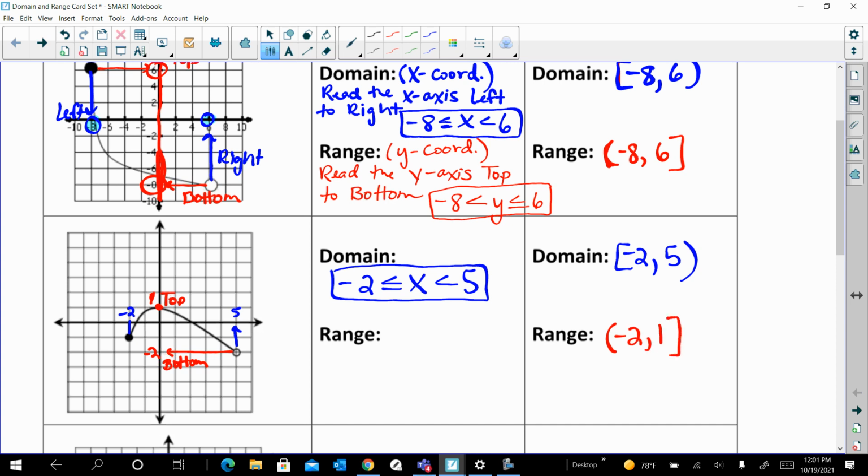And this is a bracket because this is a solid line at the top. If it was a dotted line, then it would be parentheses. But if it's a solid line, it's the same thing as a closed circle. So this inequality would be -2 is less than y, because we have parentheses, so it's just less than. Then we have a bracket, so that's less than or equal to 1.